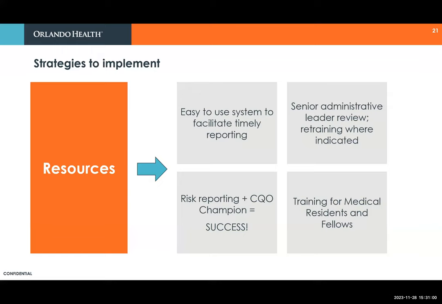So if you can pair your risk manager up with someone who's a champion for transparency and improvement work, it's easy. And then ongoing training for your medical residents and your fellows, because anybody can make a mistake. And so targeting our new providers really has the ability to hopefully decrease those adverse events. And we do that through trainee-led monthly conferences where they can review some of the adverse event reports, and then reporting procedures, and then how do we integrate all of this into their daily activities.